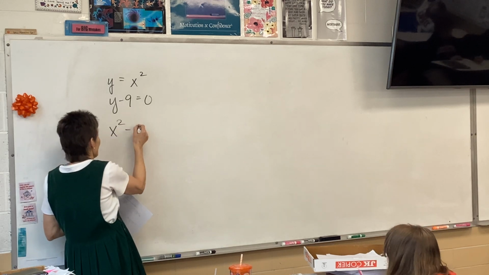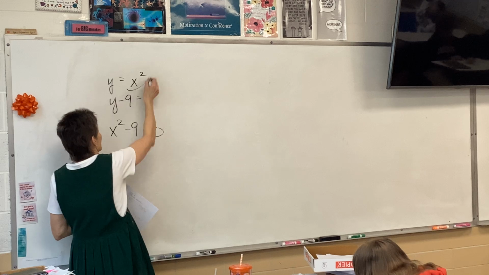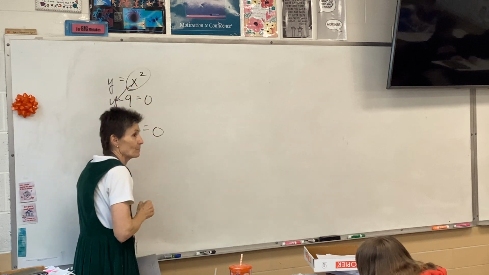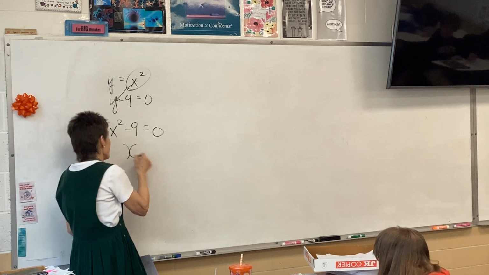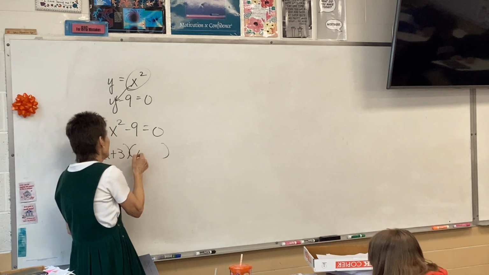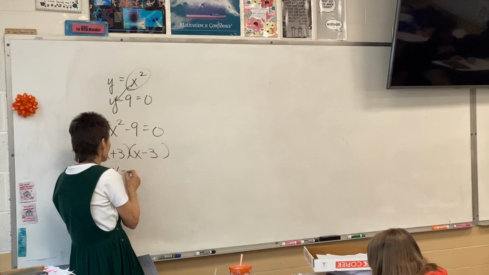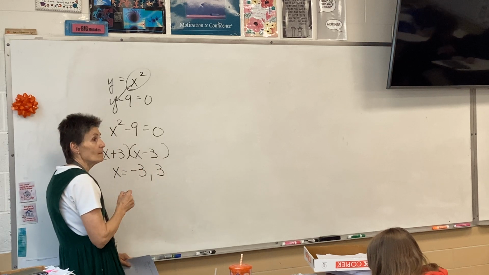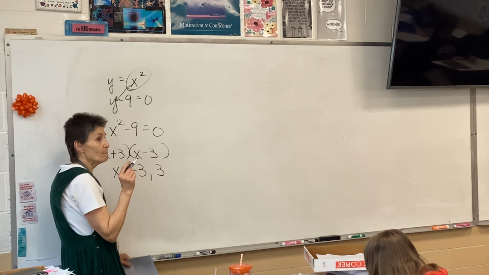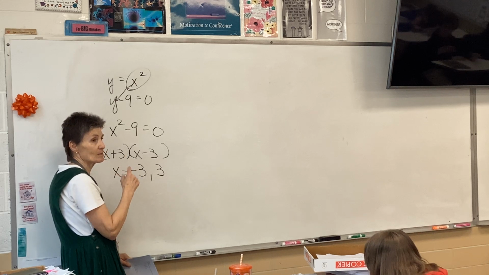x squared minus 9 equals 0. So we are substituting that in right here. And then what do we know about that? Difference of squares. x minus 3, x plus 3. So x equals negative 3 or positive 3. Can you just do plus or minus 3? No. Because this is not the answer to the question.